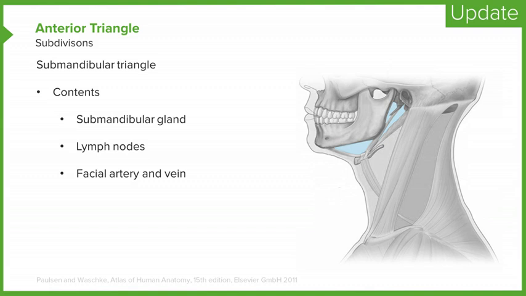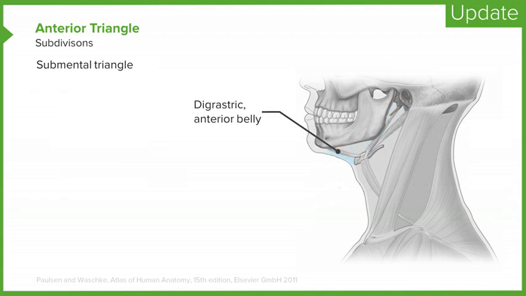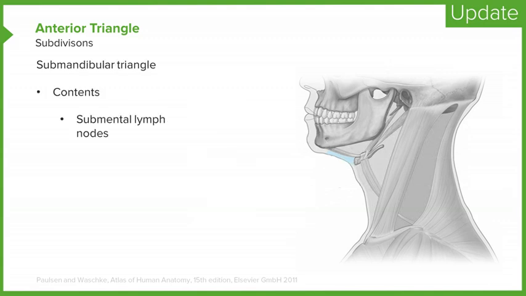Lying inferior to the anterior belly of the digastric muscle is a small region or triangle called the submental triangle. Its inferior boundary would be at the level of the hyoid bone that we see here, and then another boundary would be the midline of this particular region. Here we can find the submental lymph nodes.